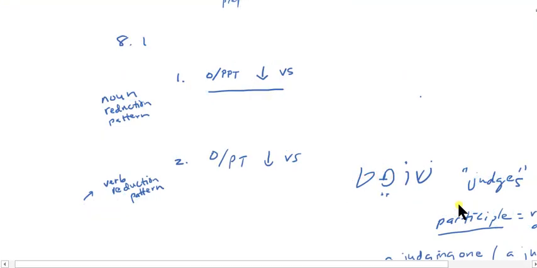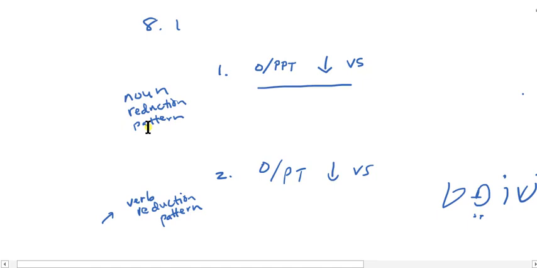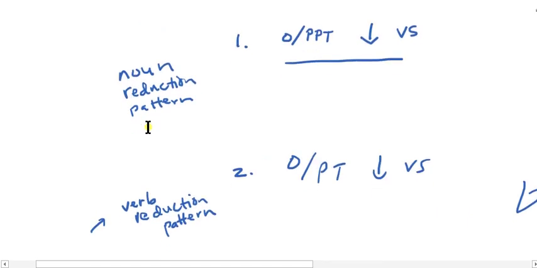Going back to Ross's chapter, okay? Ross in 8.1 mentions vowel reduction in nouns. This is a little bit misleading. And so right next to the numbers 1 and 2 for the different paragraphs that you have, I want to make sure, if you don't already have this down, that you write noun reduction pattern next to number 1 and verb reduction pattern next to number 2. Okay? You guys have that in your books? Okay.